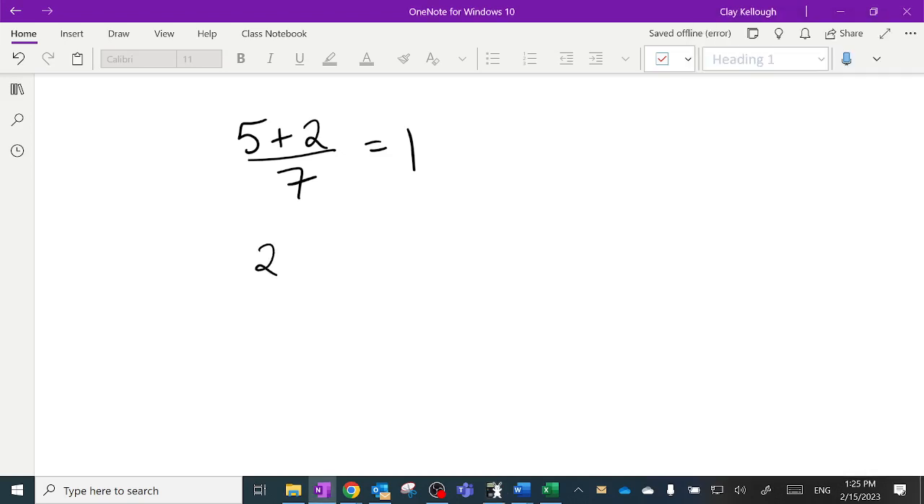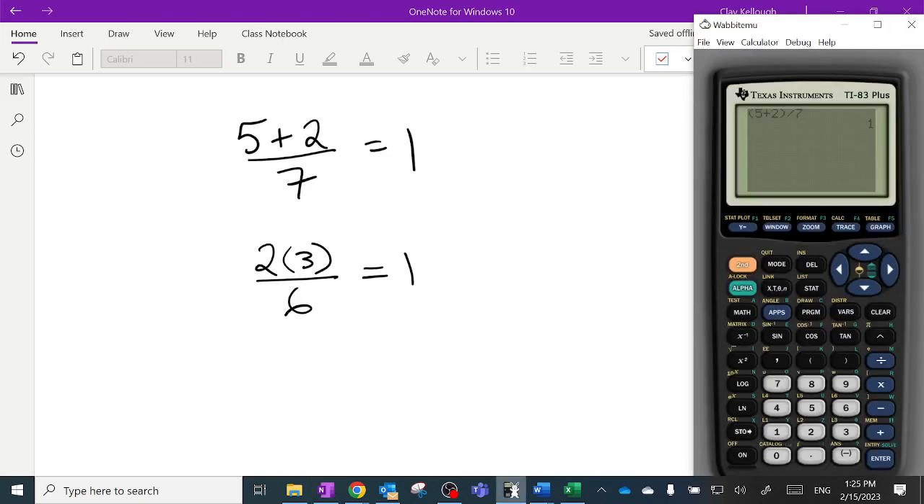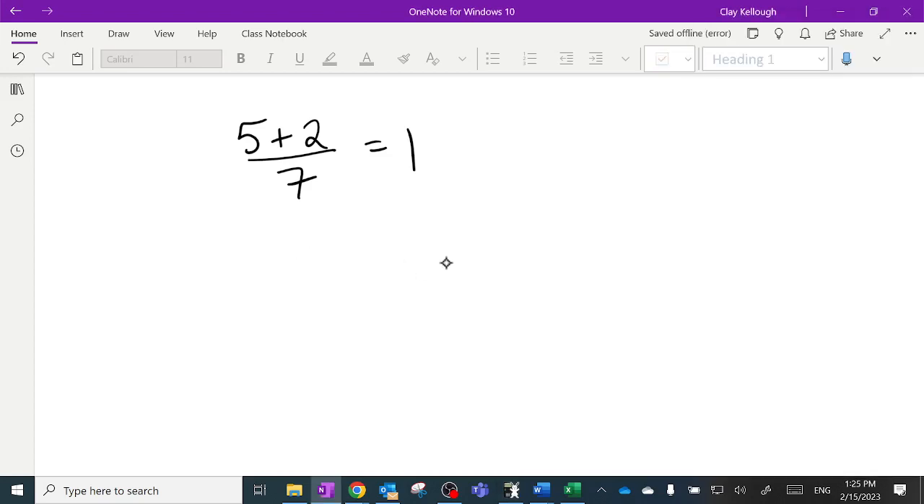Suppose I had 2 times 3 divided by 6. Once again, clearly that should be 6 over 6, which is 1. But if I take my calculator and I go, oh, hang on, I meant to do this upside down. Can I have a mulligan on that? That's what I meant to do. 6 divided by 2 times 3, which is 1.